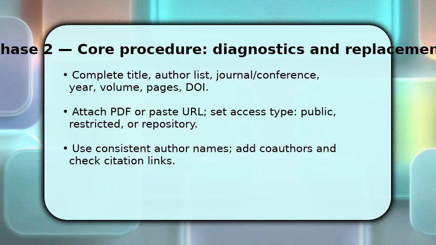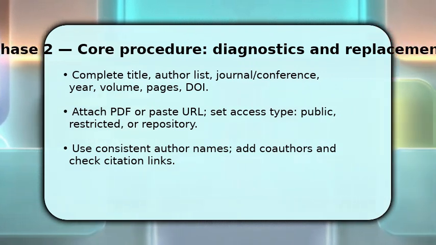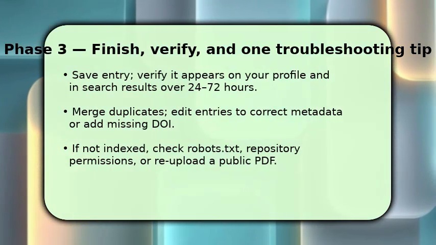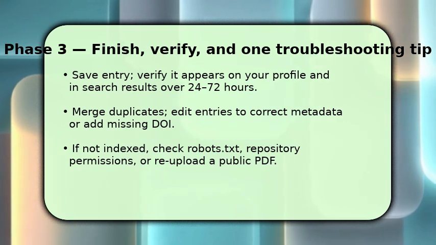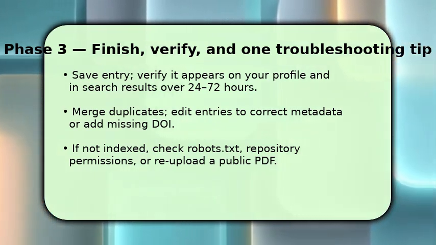Once done, review citation fields and related works so Google Scholar can index and link citations properly. Finish by saving the entry and immediately checking your profile for the new item. Indexing may take 24 to 72 hours to appear in search.